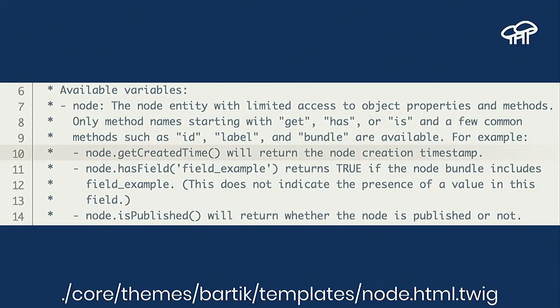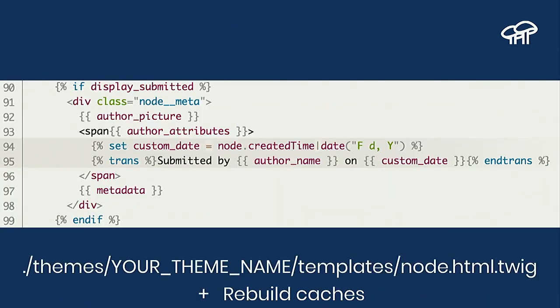So because we cannot use those variables, let's see if the templates give me another one that I could use. And indeed, in line number 10, I see that I have node.getCreatedTime. And this returns the node creation timestamp, like a Unix timestamp. So I can use that in addition with a date filter, and then passing some parameters to make the change that I need.